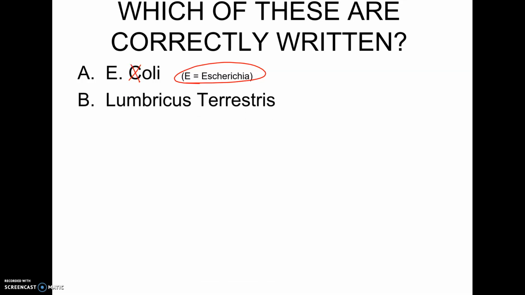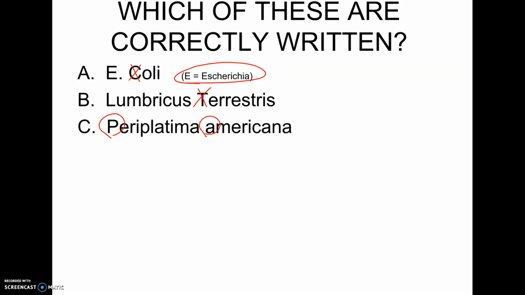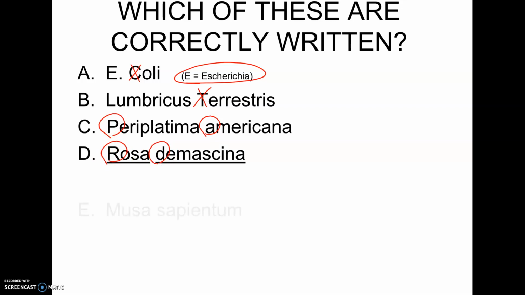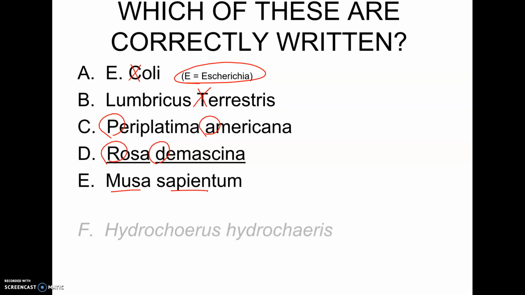or in italics. Same problem with this second one. This should not be capitalized, and it needs to either be underlined or italics. Here's our third one. This one, the capitalization is correct, but it should be either underlined or italics. This one, finally, is correct. So R for Rosa is capitalized, the D is lowercase, and then the whole thing is underlined. So that is correct.